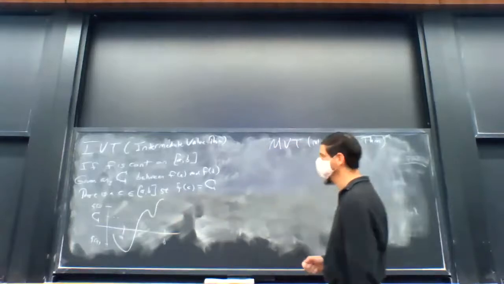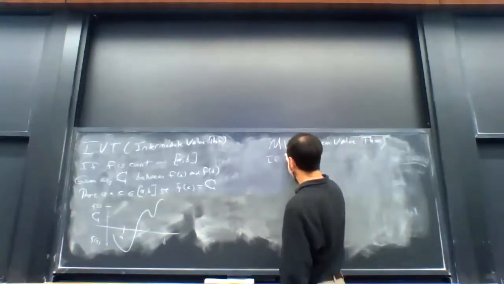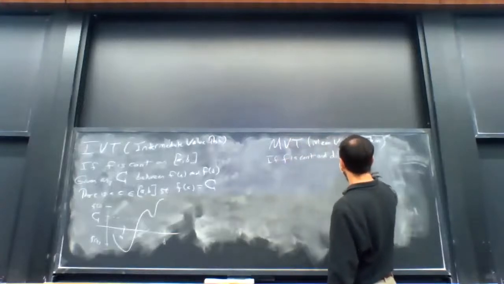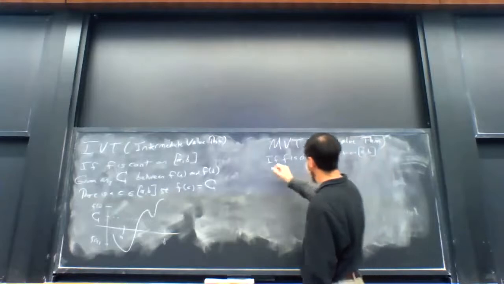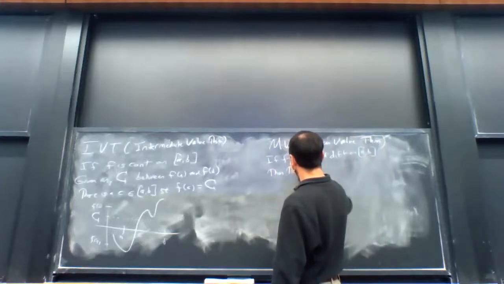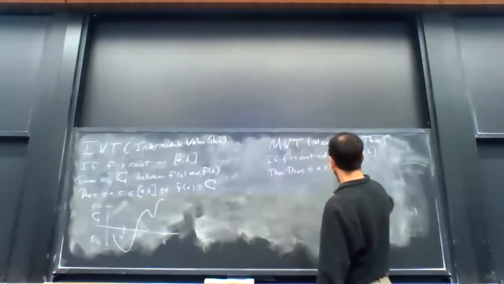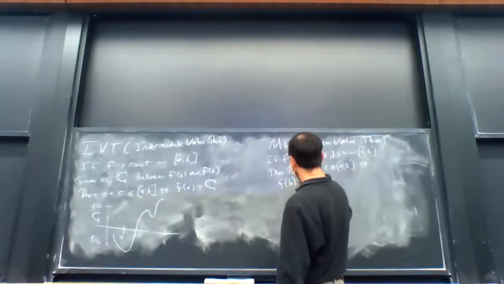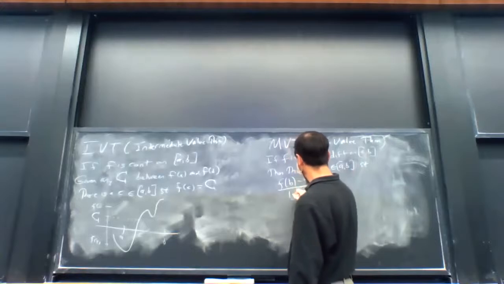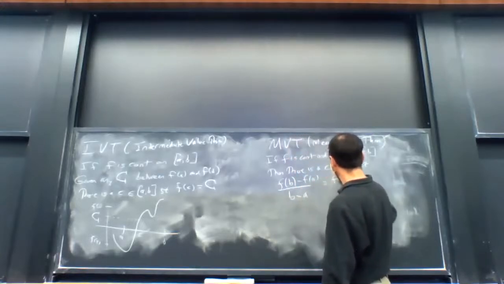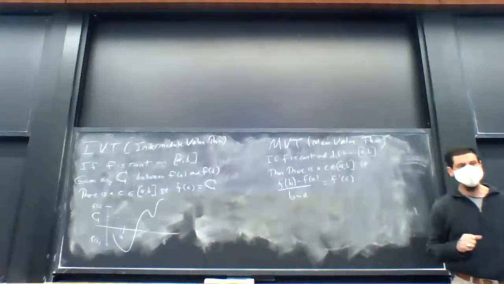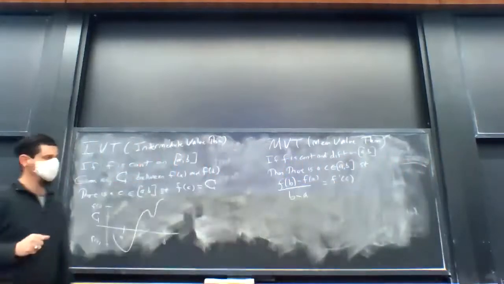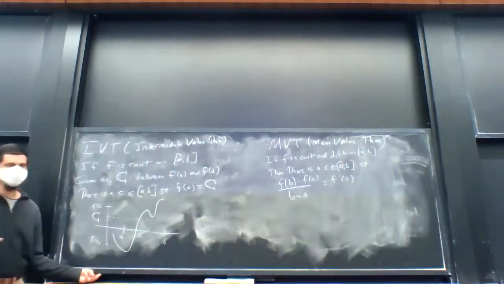All right, the next one is the mean value theorem. So if f is continuous and differentiable on [a, b], then there is a c in [a, b] such that (f of b minus f of a) over (b minus a) is f prime of c. Now, what's annoying about both of these theorems is it doesn't tell you how to find c. It doesn't tell you where c is. It just tells you there is some c that works.